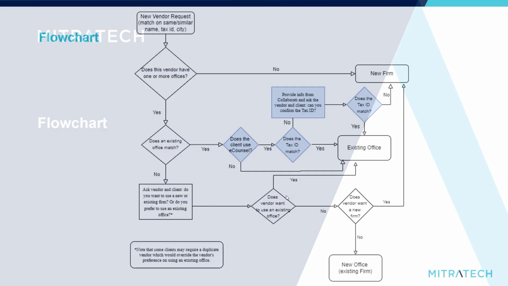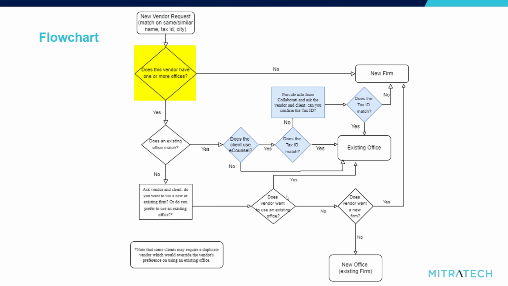First, the flowchart. The flowchart here is used for making decisions. At the top here, match the new vendor request on the same or similar name, tax ID, and city. Then ask a short series of questions. For example, does this vendor have one or more offices? If the answer is yes, does an existing office match? If the answer is yes, does the client use eCounsel? No. Then the decision is existing office.